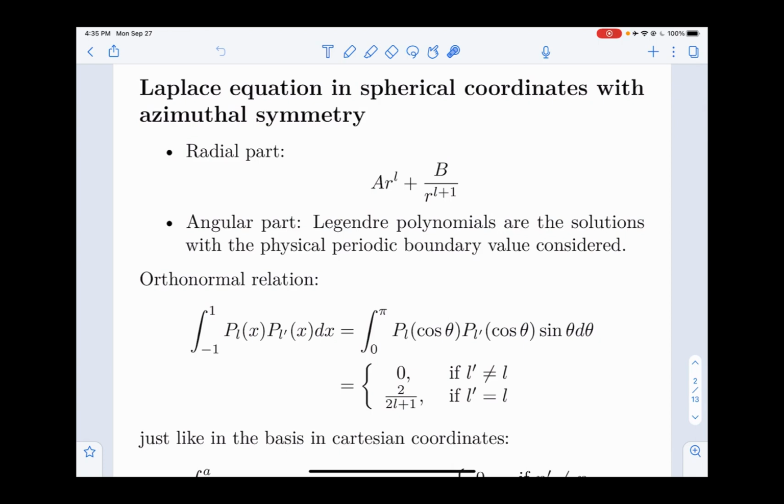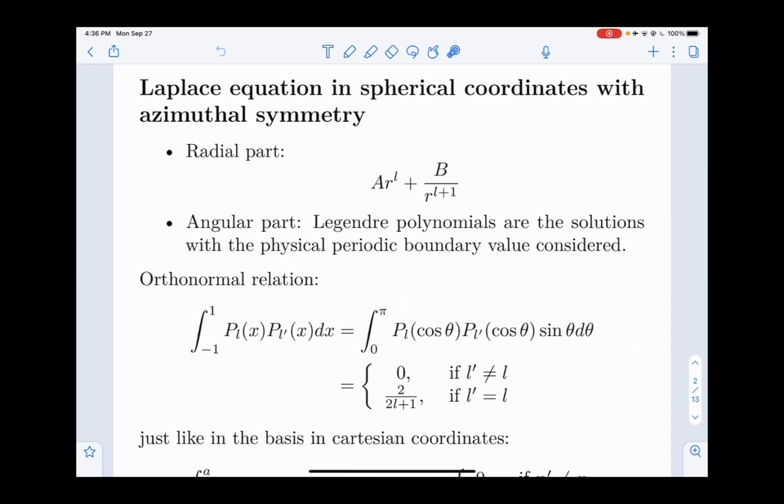So last week we studied the spherical coordinates Laplace equation, and we focused on a special case with azimuthal symmetry. In this case, we don't need to worry about the angle phi, and the problem only consists of the radial part r and another angle theta. We first solved the radial part. The general solution for the radial part was A r to the power of l plus B r to the power of minus (l plus 1).